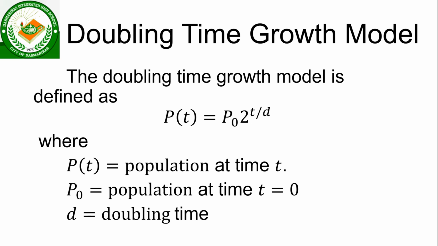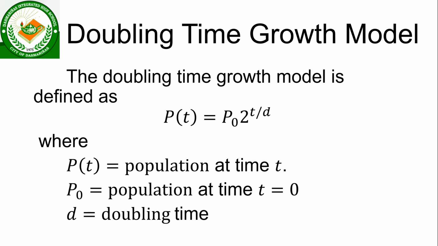So, hi everyone. This one is the continuation of our lesson in exponential function equation and inequality. So, we have your doubling time growth model. The doubling time growth model is defined as P of t is equal to P sub 0 multiplied by 2 raised to t over d.